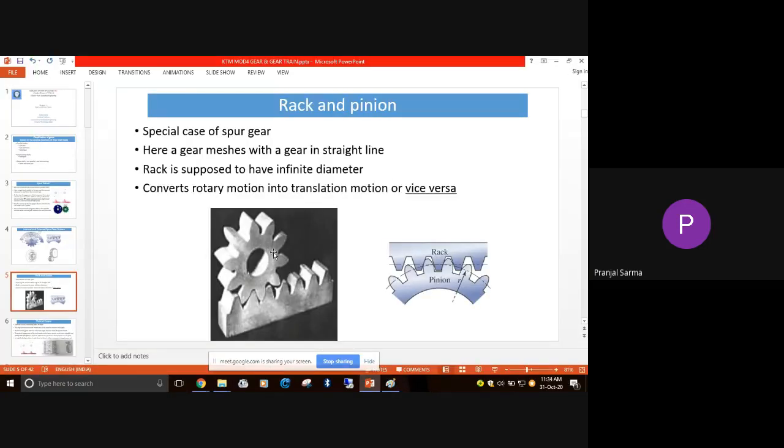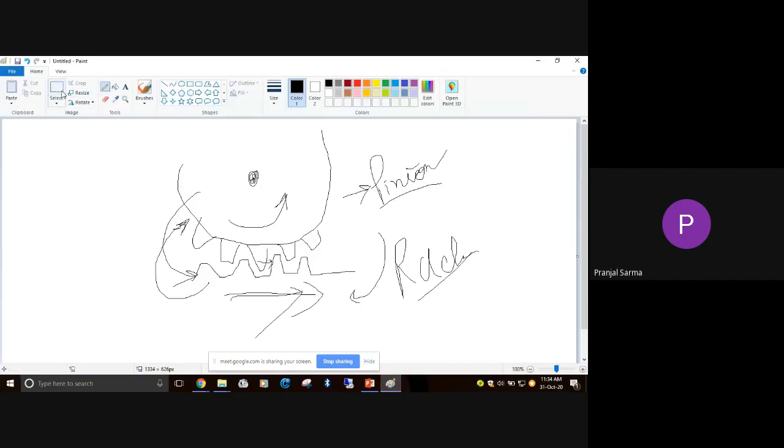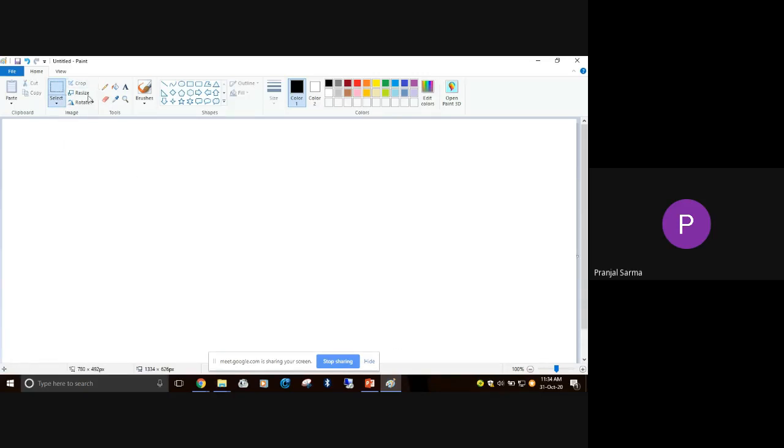Now, why are we saying that the rack and pinion is a special case of spur gear? Because this rack, which is a straight line portion, we can consider as if it has an infinite diameter. Why? Because the rack, we are saying, is a straight line portion.